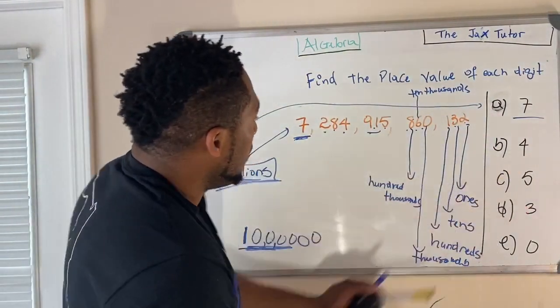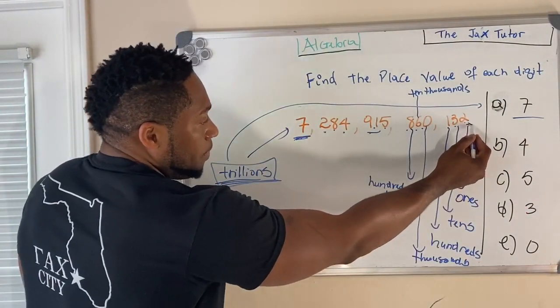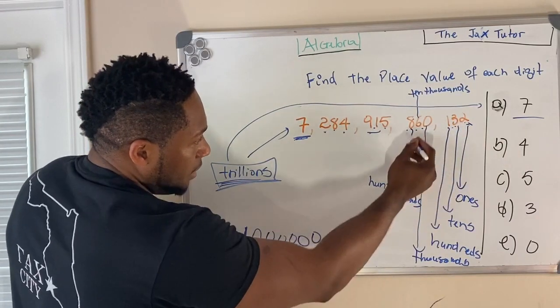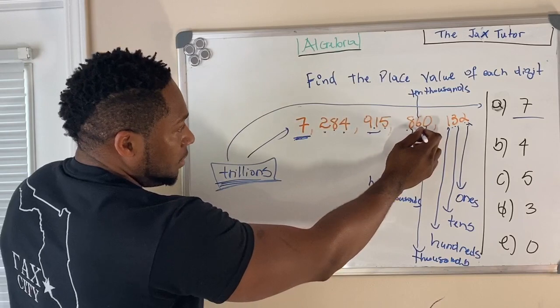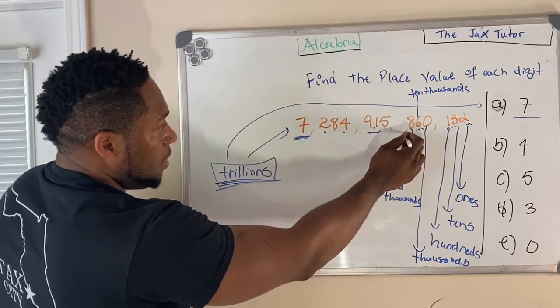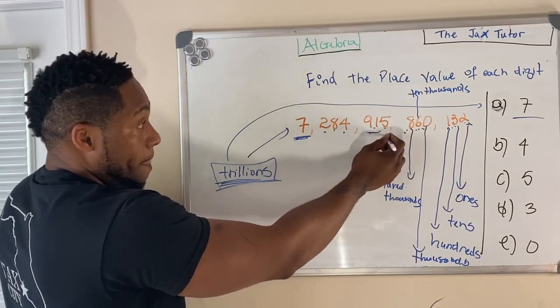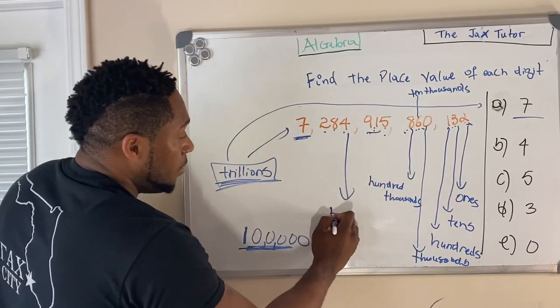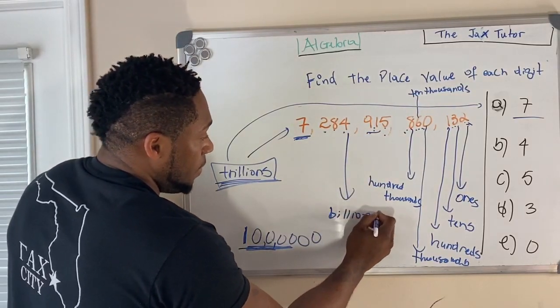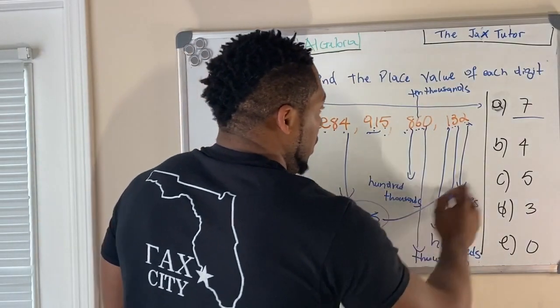What about the 4? We'll start here. Ones, tens, hundreds, thousands, 10,000s, 100,000s, millions, 10 million, 100 million. The 4 is at what? The billions place value. So we got the 4 right here.